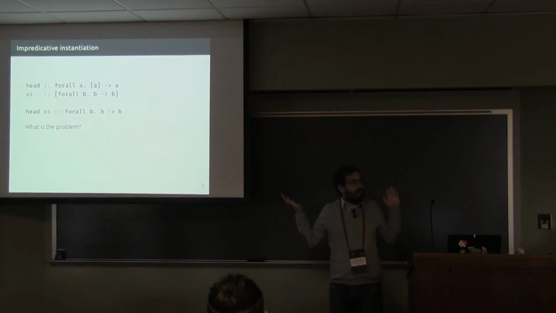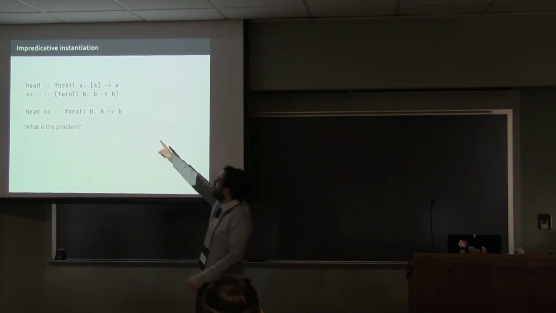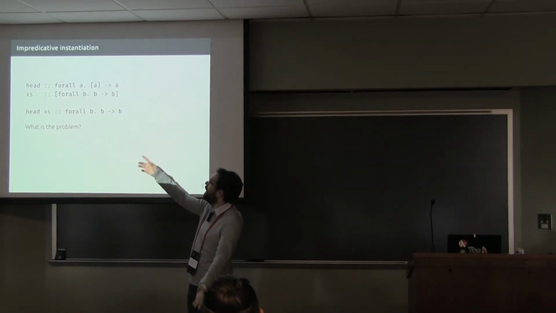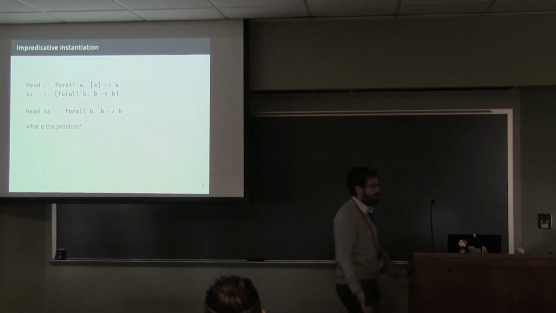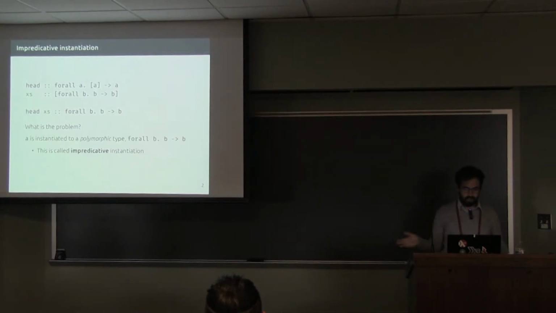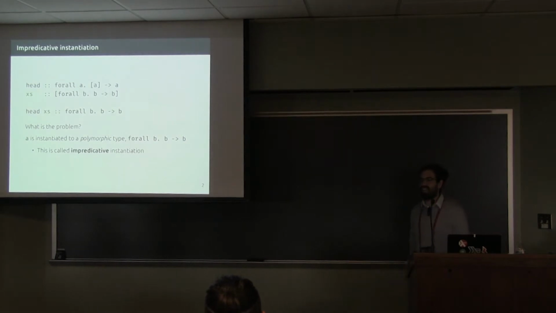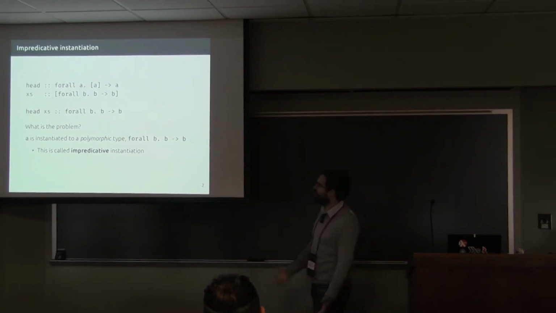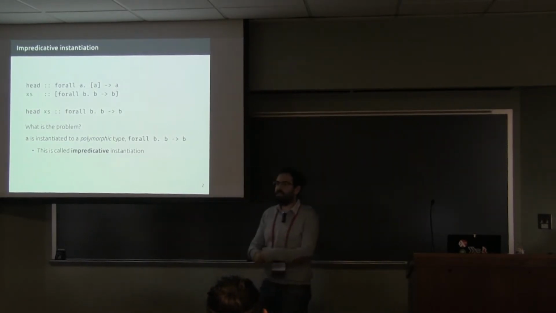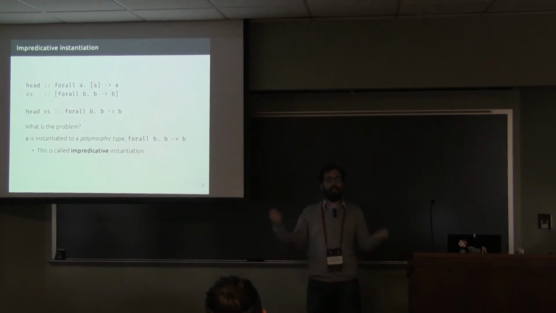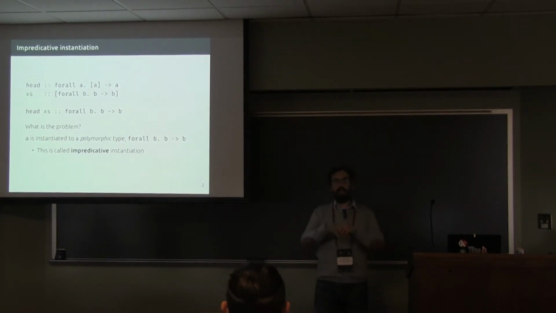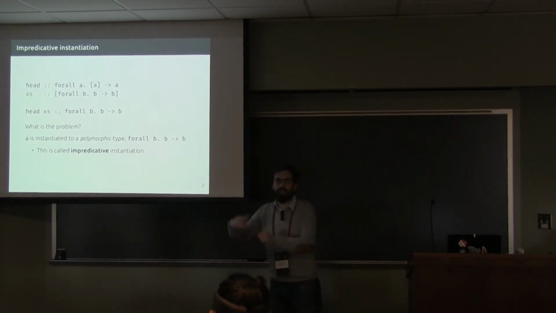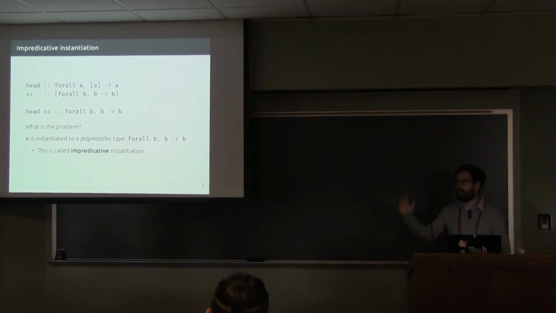So in principle it looks like, what's the problem? If I want to get head of x's, then I need to make my a equal to forall b. b to b. That's how I do this. The problem here is that this kind of instantiation is special, and it's called impredicative, because the a is given a value which contains yet another forall. So you are taking something from a forall, one of these variables, and replacing it by something which is a forall again. And we call it impredicative instantiation.